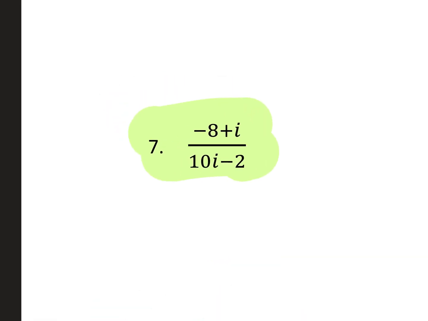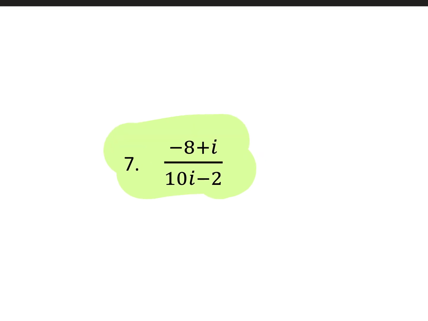What do I do here? What's the problem in this problem? What's the issue? I in the denominator, right? How do we get the denominator to not have an i? By the opposite, the conjugate. Now, if you don't like that the i is written first and you want to rewrite it, you can. You could write that as negative 2 plus 10i. Or you can just leave it and fix it at the end.